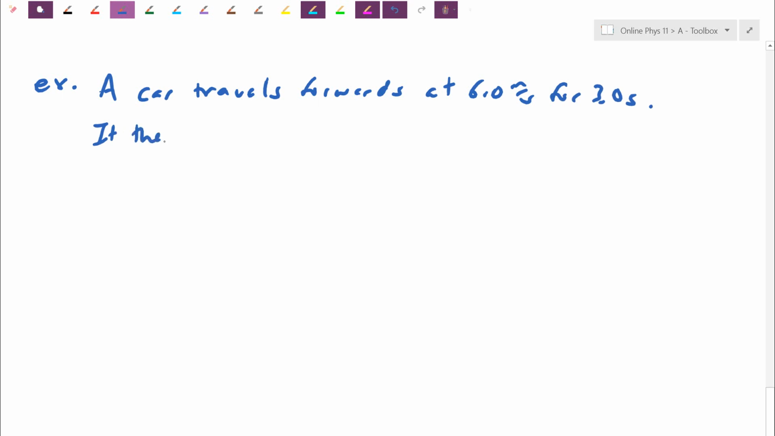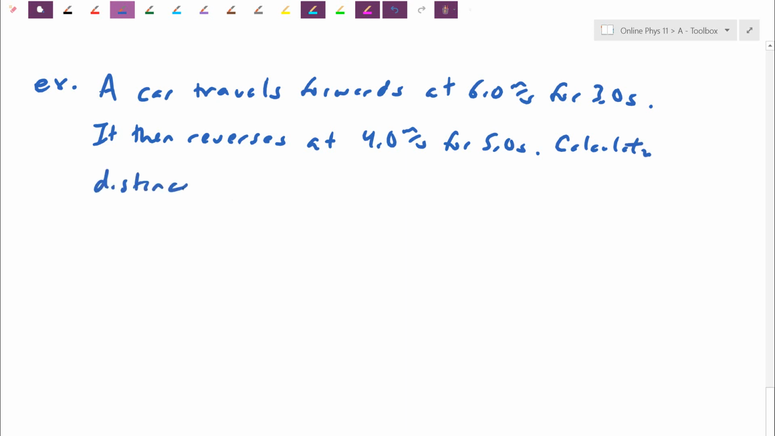It then reverses, so it backtracks on itself, okay? It then reverses at 4 meters per second for 5 seconds. I want you to calculate the distance and the displacement. I'll ask you for speed and velocity afterwards, but let's just start off with those two.